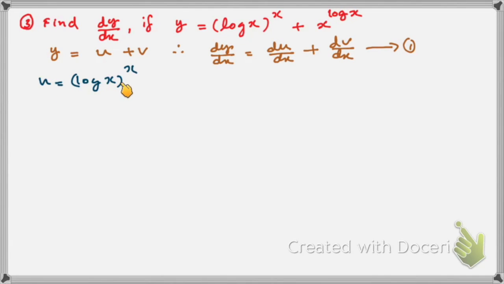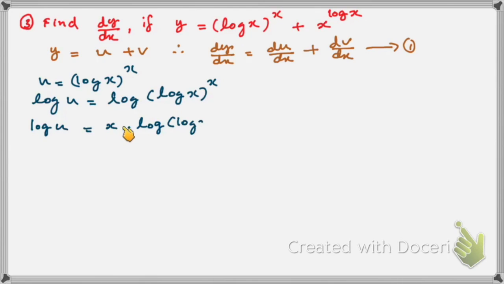u is log x to the power of x, and I apply log on both sides. So I'll get log u is equal to log of log x raised to x. That's like log of a raised to n, so n times log a. So that x is going to come out. So log u is equal to x times log of log x. At this stage, I differentiate with respect to x.